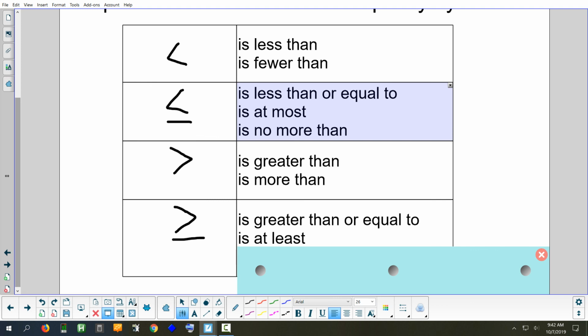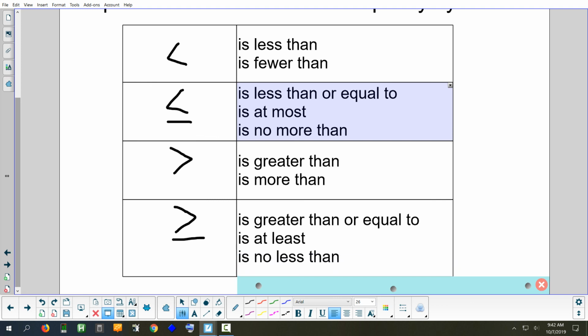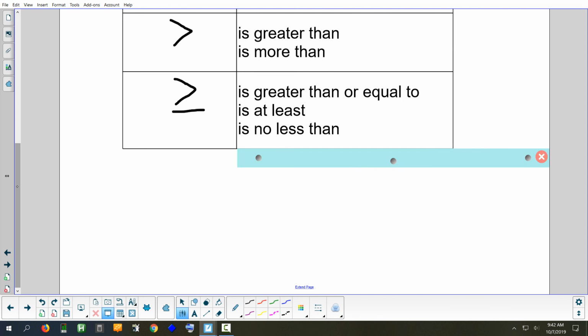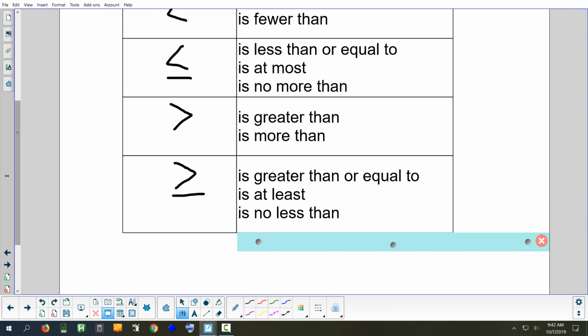Is no less than? Okay? So if I said to you on the next test, your score can be no less than a 70, then that means you've got to get 70 or higher. Right? So this word no kind of makes it like the opposite, right? No less than, not less than. I guess you could say that too.